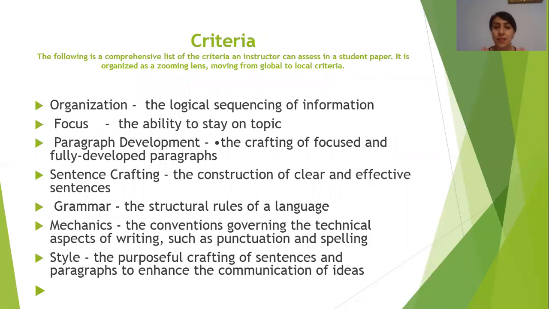Now there are some criteria, which is a comprehensive list of the criteria an instructor can assess in a student paper. It is organized as a zooming lens, moving from global to local criteria. So the first one is organization. You should pay attention to the logical sequencing of information of the student's writing.